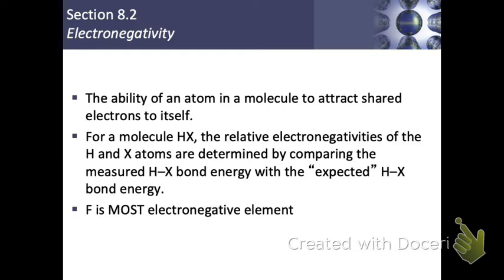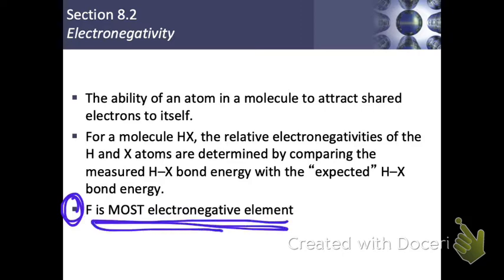Okay, I would highlight this very bottom one. Fluorine is the most electronegative element. We've talked about that a couple different times, but that's just a really important key piece of information that we need to know.